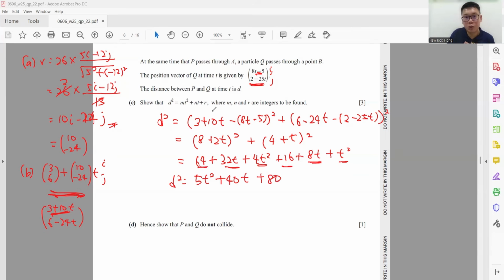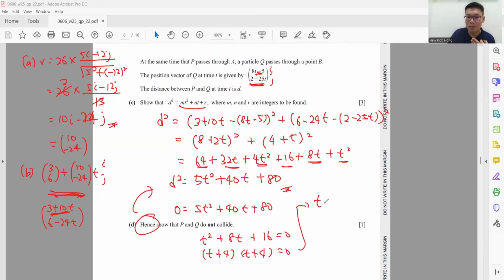So this is d squared in the form of this. All are integers. Then hence show that P and Q do not collide. It's a hence question, so we must use back the information from the front. Here is the info about the distance. Collide means distance equals 0. So let's check from here, when distance equals 0, what happened?